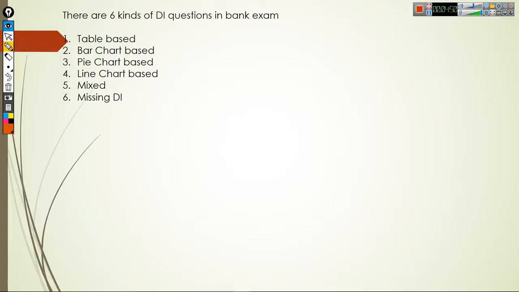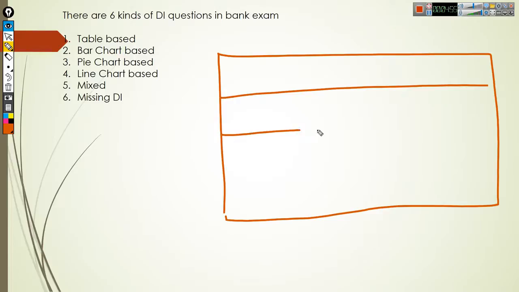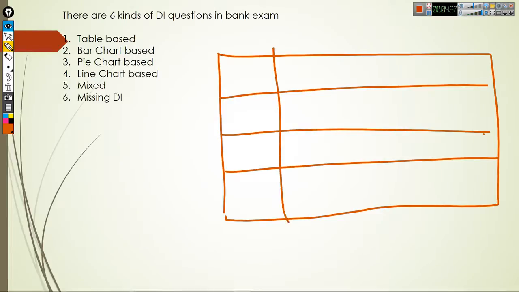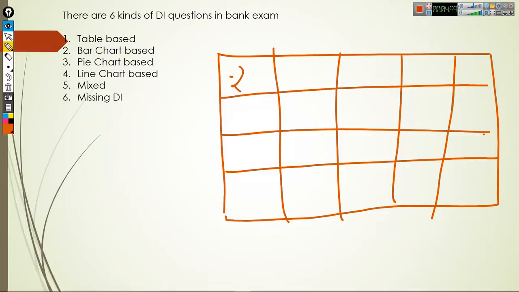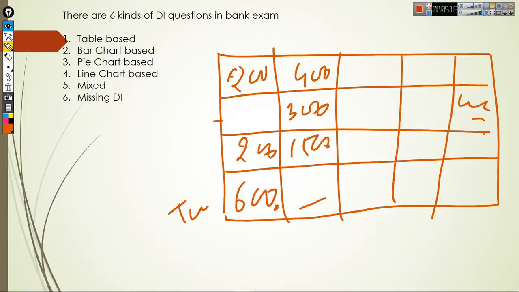And what is missing DI? In missing DI, mostly the data will be in tabular format like this, and some data will be given here, and the total value will be given here, like 6,000, and one value will be missing. Something like 4,000, 3,000, 1,500, again a value is missing, and the total will be given here. So this is missing DI, and first you have to find these values. I will also tell you how to solve missing data interpretation questions.